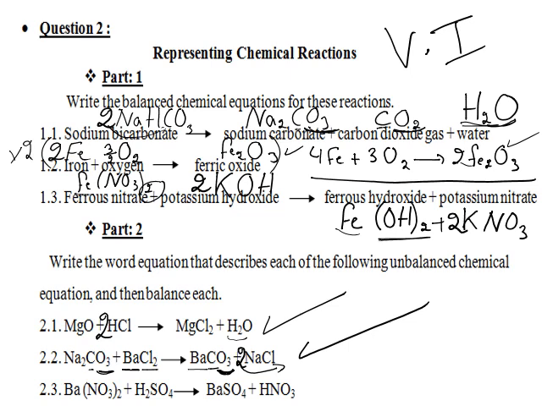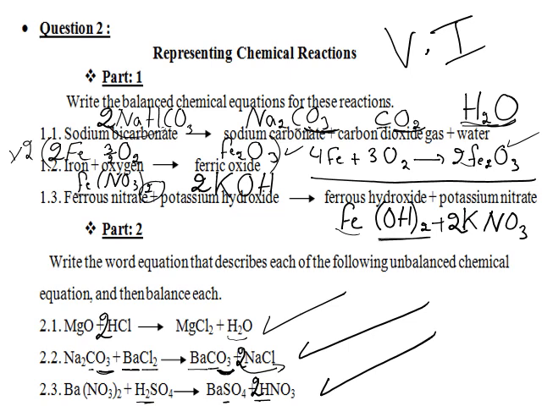HNO3. Barium, we have 1 barium, it's okay. Here we have NO3 2, NO3 2, here we have NO3, only one of these, so we have to multiply this by 2. Hydrogen, 2 hydrogens, 2 hydrogens, sulfur, 1 sulfur, 1 sulfur, oxygen, we have 4, and this is balanced. So this one is balanced.